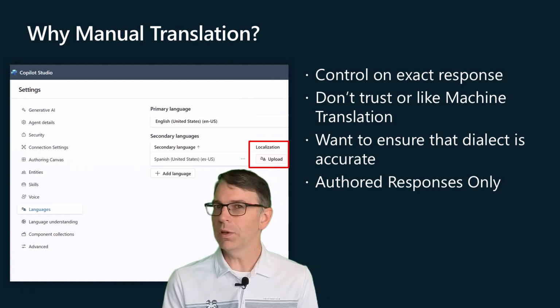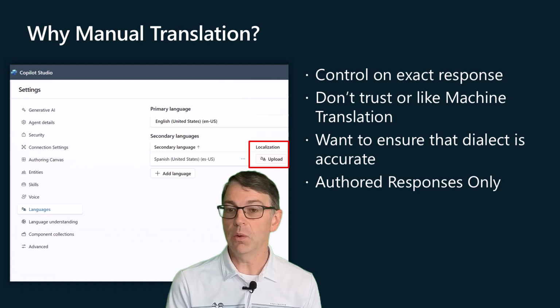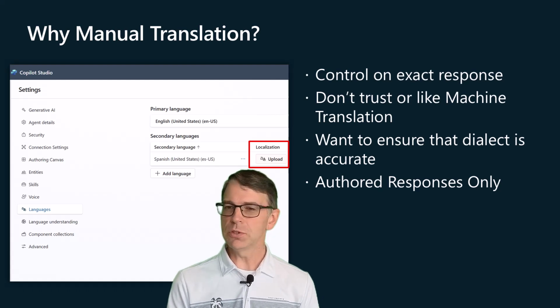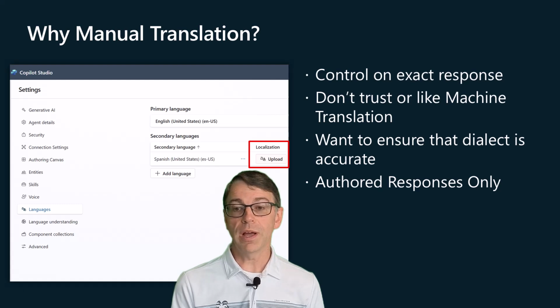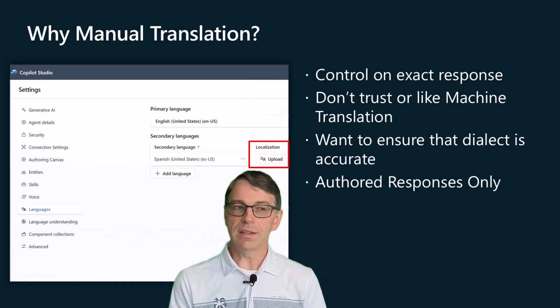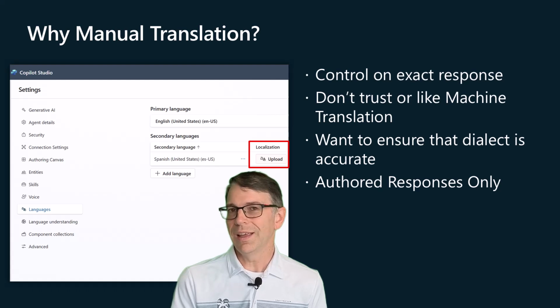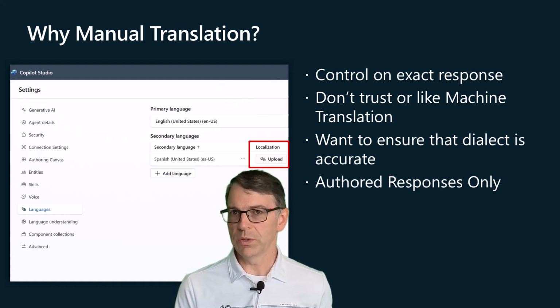Now, why do we see that? It's because they want that control. They want that ability to say, this is exactly how I want to say that. Now, people do this for a lot of different reasons. A lot of the reasons are people don't trust or like the machine translation. And so when they look at it, they go, wait a minute, it really doesn't say it 100% like a real person would say it.